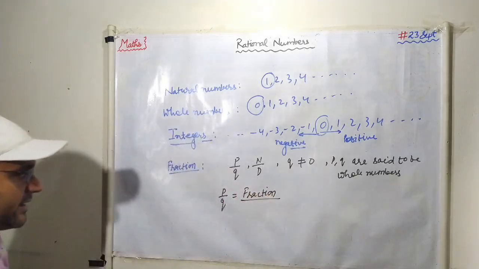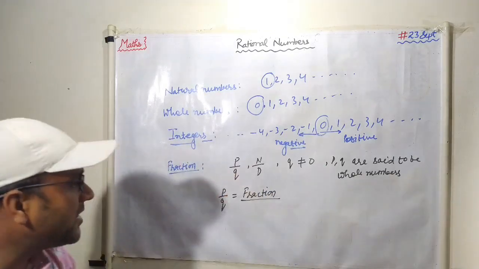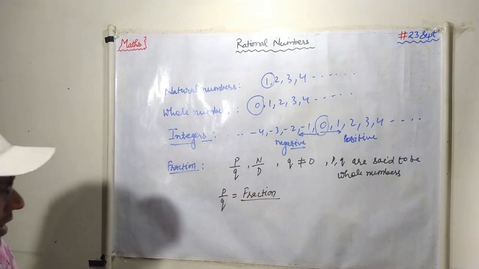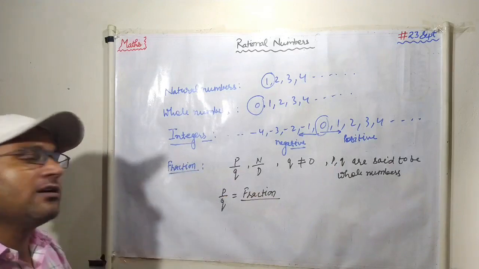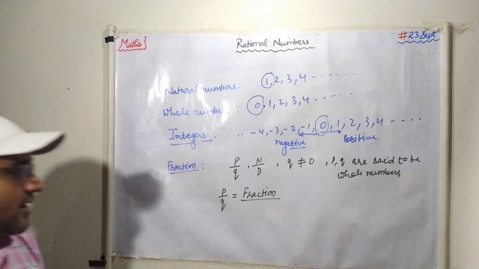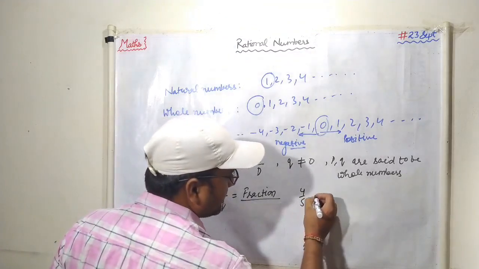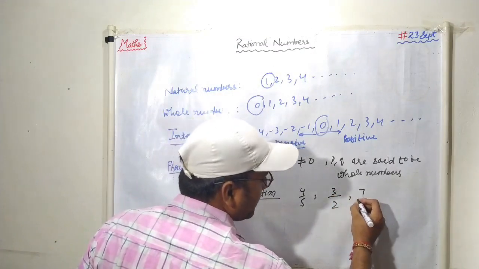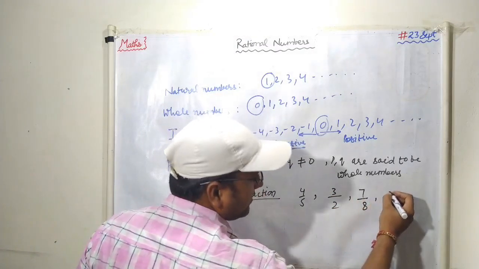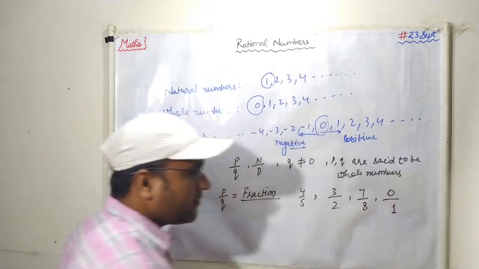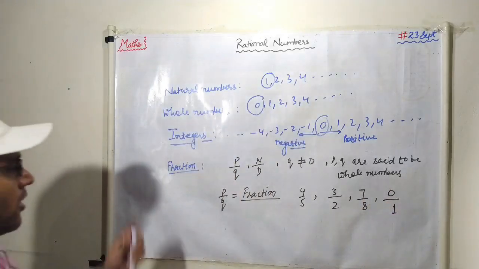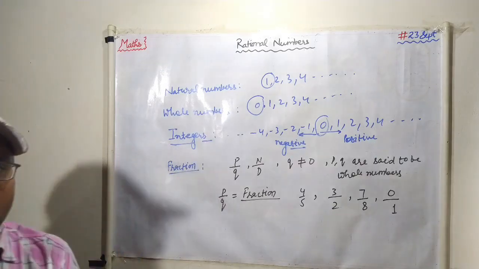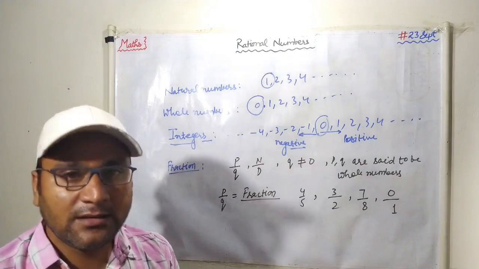So any number written in the form of p upon q, where q is not equal to 0 and p and q are whole numbers, is said to be a fraction. For example, 4 upon 5, 3 upon 2, 7 upon 8, 0 upon 1 are fractions. After that, I'm going to start your point, rational numbers.